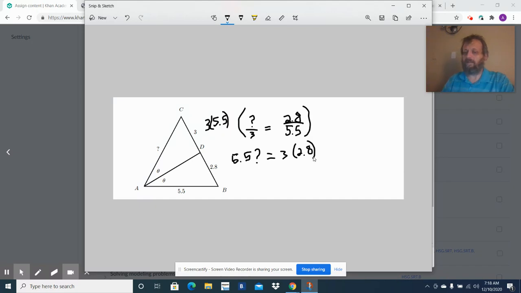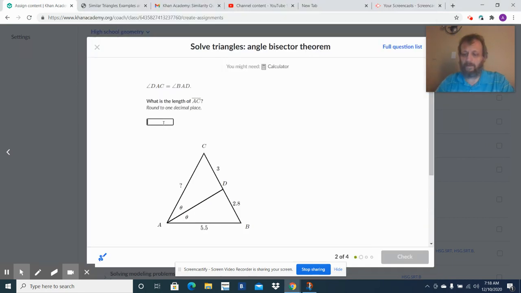All right, so again, I'm going to get my calculator because it wants an estimate. 3 times 2.8 is 8.4 divided by 5.5. I get this. So that's going to round to 1.5. So we're going to put in 1.5. Uh-oh, did I make an arithmetic error somewhere? Let's go back to my setup.